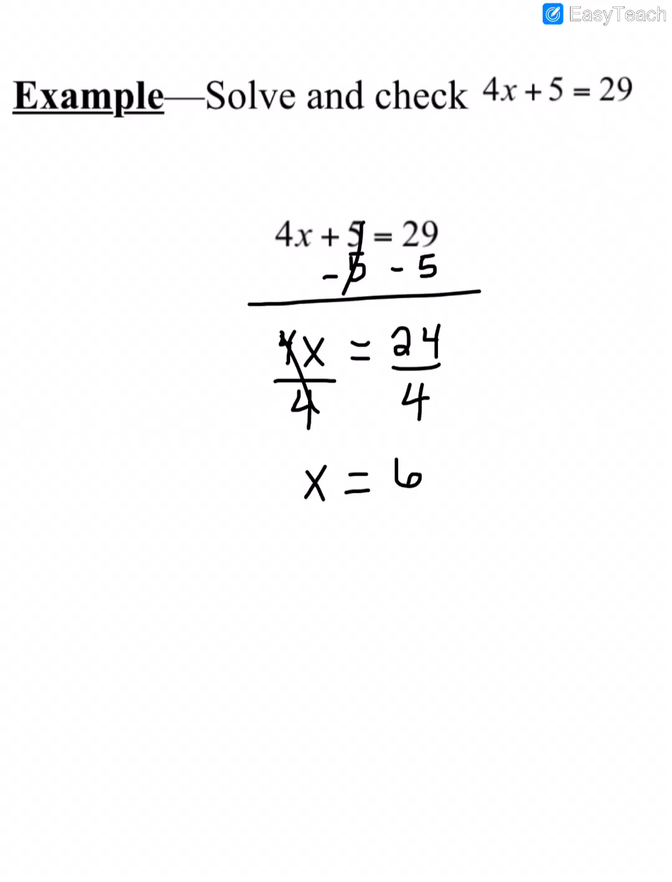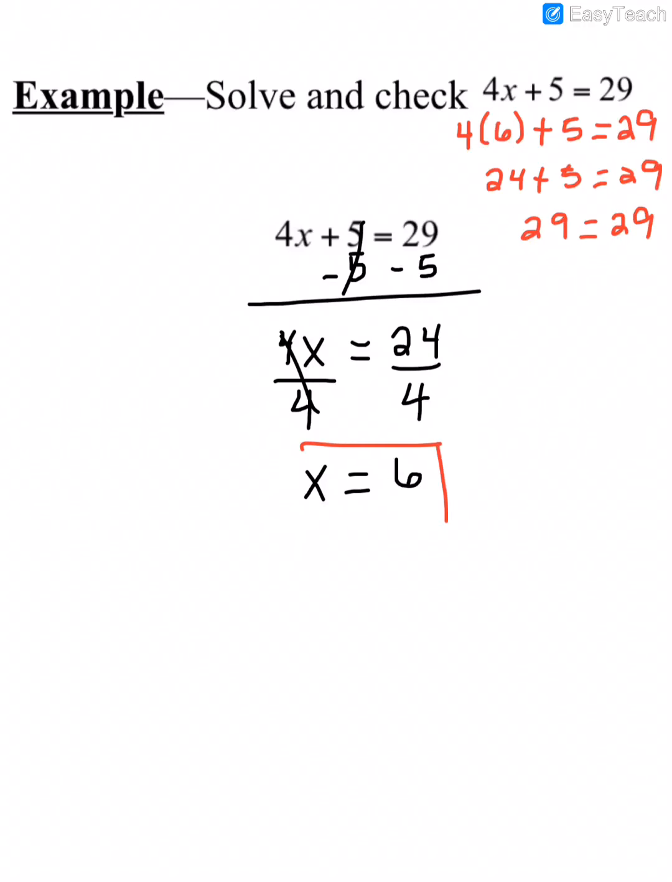Okay, so then to check my proposed solution, all I need to do is plug what I got for a solution back into the original equation. So if I plug in 6 right here where the x is, and then simplify both sides, as long as both sides come out to be the same, then I know that it's true. Well, 4 times 6 is 24. And 24 plus 5 is 29. So since both sides are equal, then I know that this is a solution to the equation.